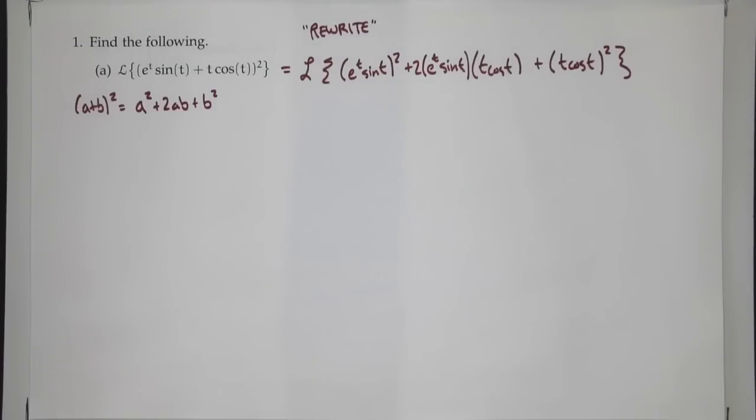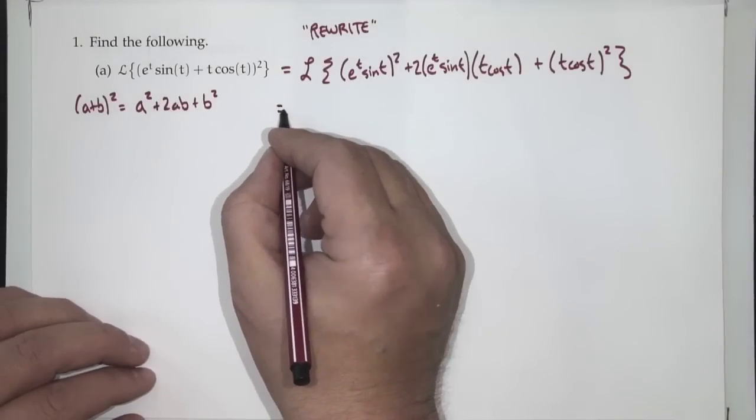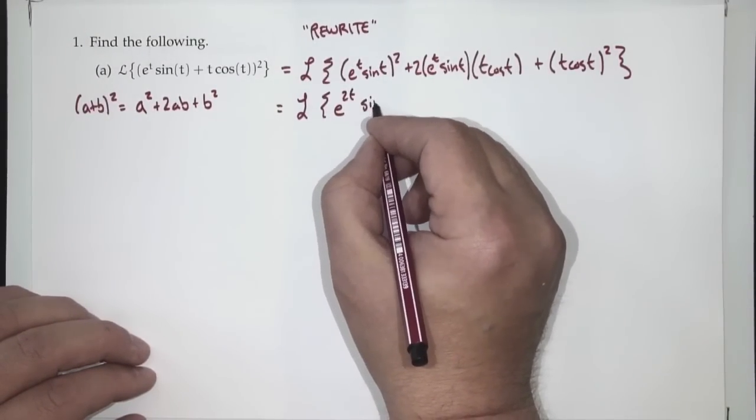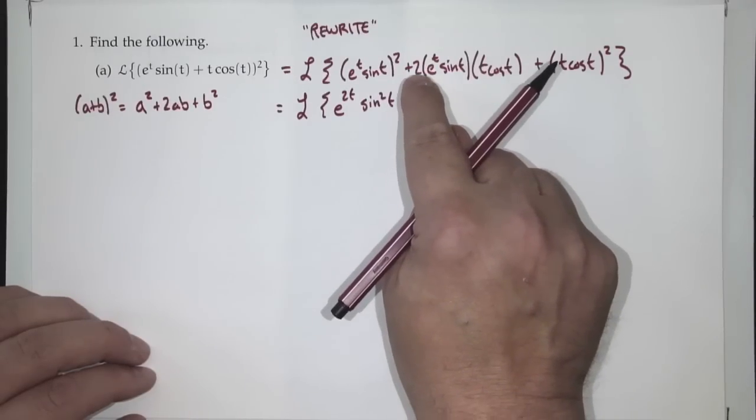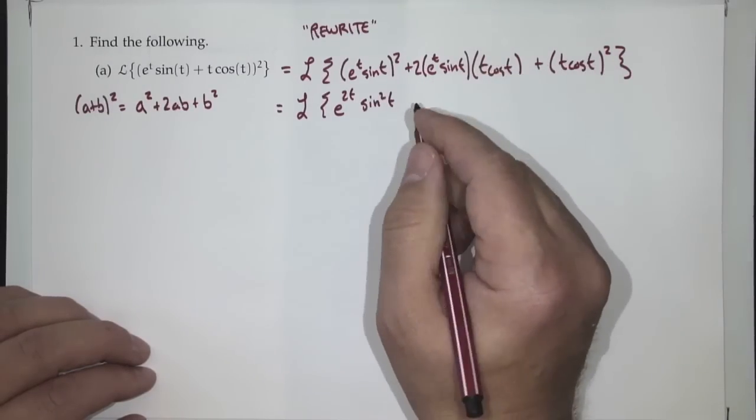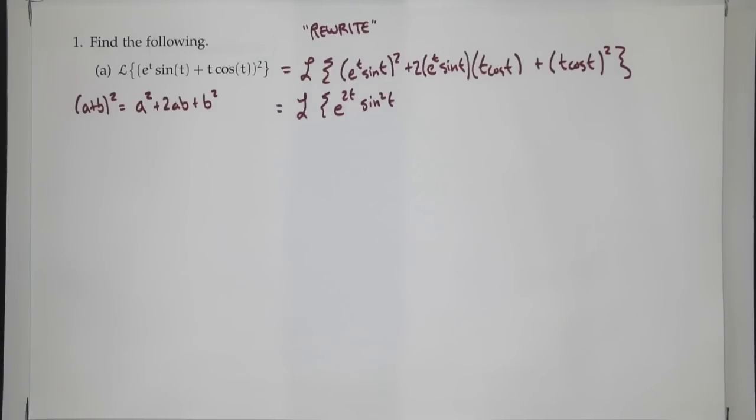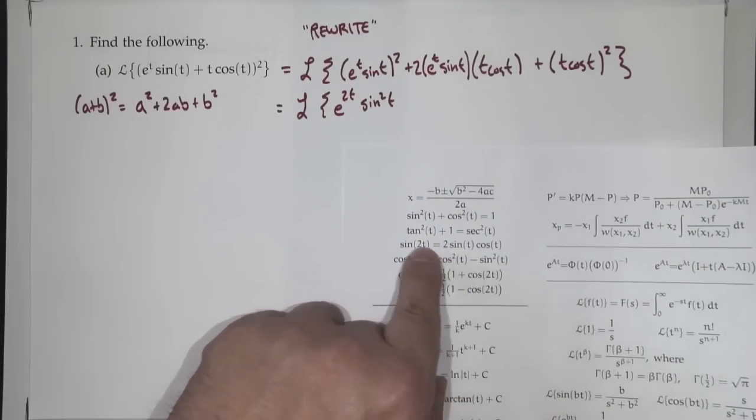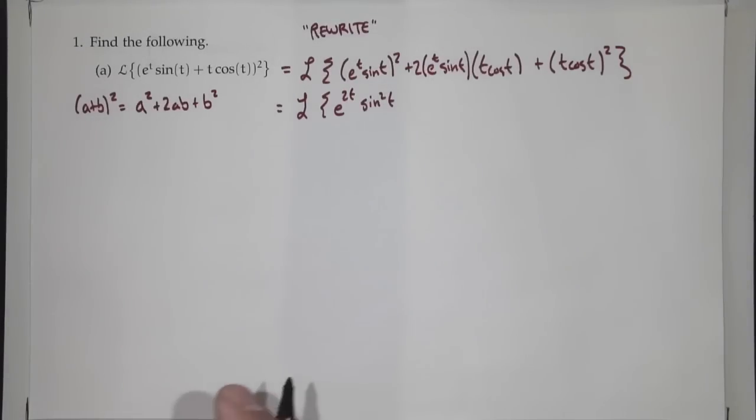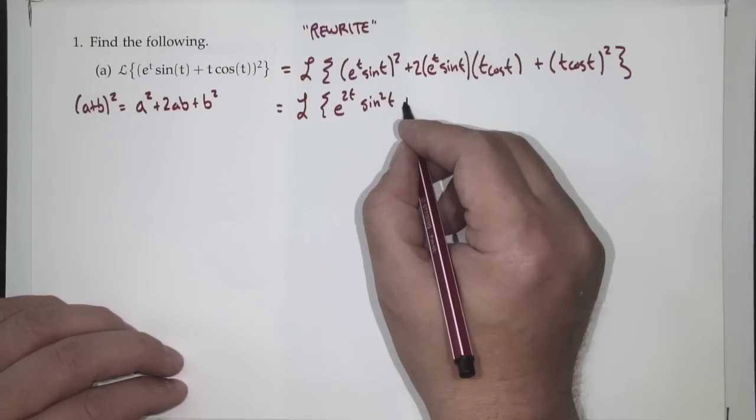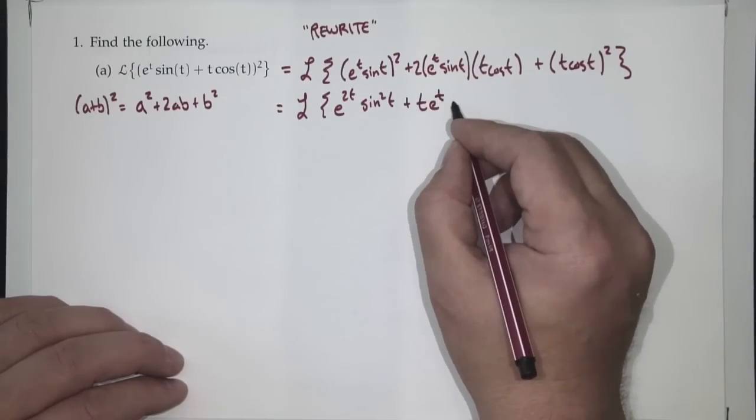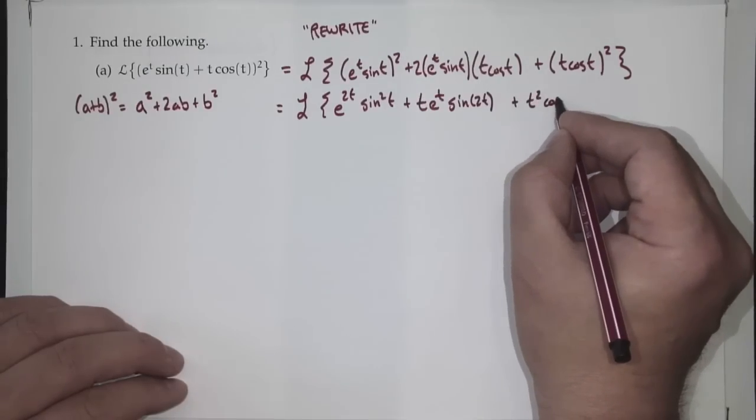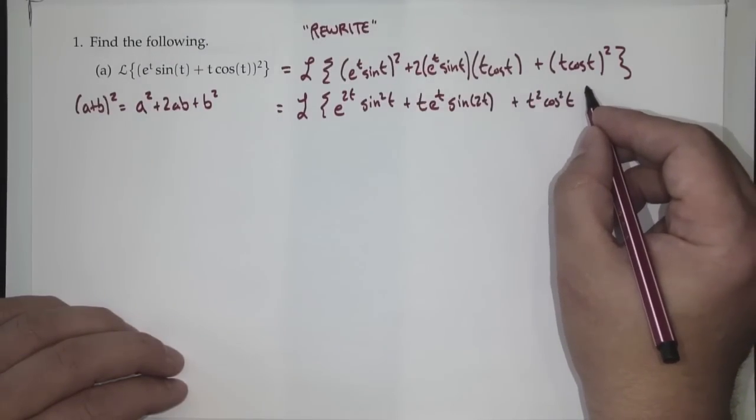And we start chipping away. So this is the Laplace transform of e^(2t) sin squared t. In the middle we have 2 sine cosine. And we say 2 sine cosine, that sounds familiar. Well, it should. You know, come to your formula sheet, 2 sine cosine. Oh, yep, sin 2t. Nice. Okay, so we have a t e^t sin 2t in the middle. And we have a t squared cos squared t on the end.